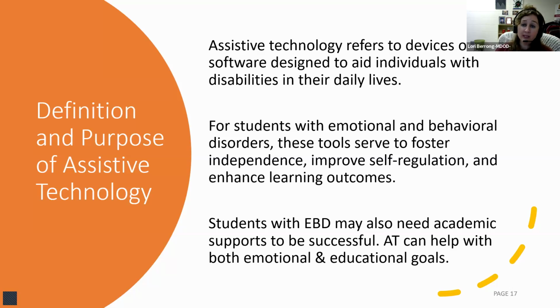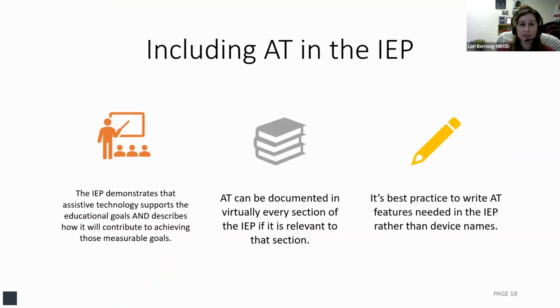And for students with EBD, these tools can foster some independence. They can help with self-regulation and ultimately help with improving those learning outcomes. And students with EBD might also need some academic supports to be successful. And AT can help with those academic or educational goals as well as those emotional goals. So if the student has an IEP, an individualized education program, you can include assistive technology in that IEP.